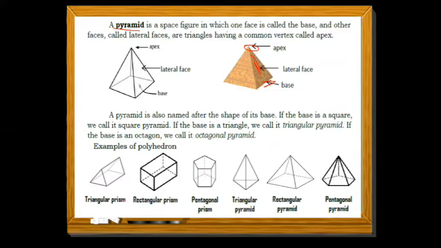Example, this one, triangular prism, kasi triangle siya, then prism siya. Rectangular prism kasi yung base niya is rectangle. Pentagonal prism kasi yung base niya is pentagon. Triangular pyramid kasi nga po, yung kanyang base ay triangle and then pyramid shape siya. Rectangular pyramid kasi yung base niya is rectangle. And then pentagonal pyramid kasi yung base niya is a pentagon. So mag-base tayo dun sa base niya kung ano ba yun at yun tatawagin natin sa kanya.